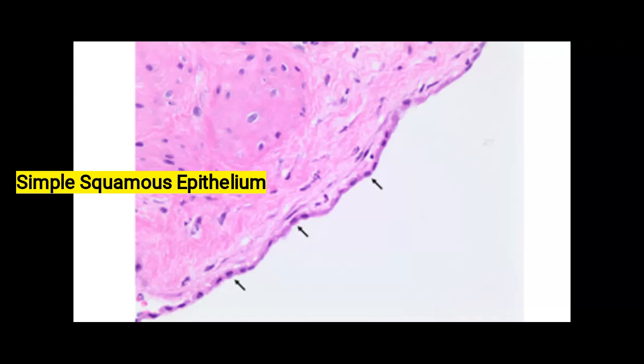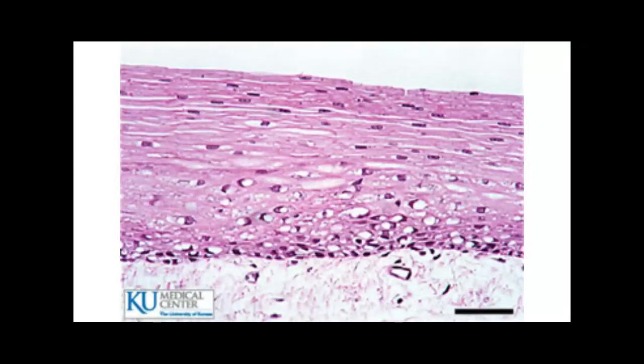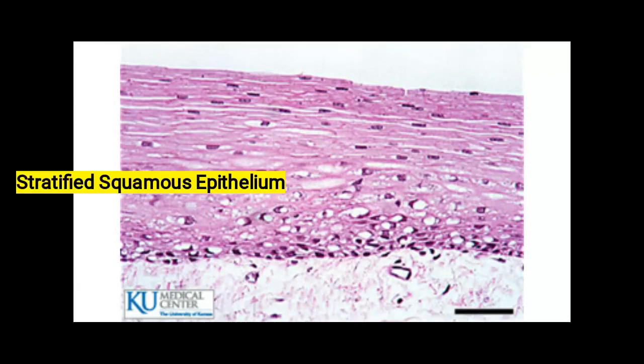So simple squamous epithelium. This is stratified squamous epithelium. Stratified is multiple layers of the same cell type. You can see at the top there are multiple layers of flat cells. It actually is what your skin consists of. So this is stratified squamous epithelium.